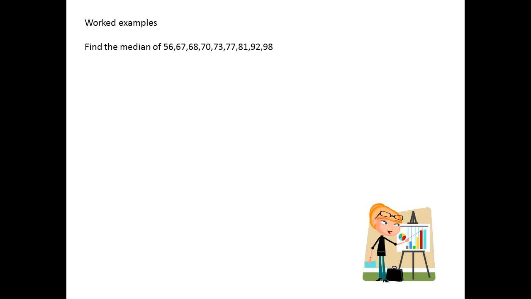Now for a worked example. To find the median of 56, 67, 68, 70, 73, 77, 81, 92 and 98. There are 9 numbers, so since the set is an odd number of members, there will be a middle number. This is the 5th number, which has a value of 73. The median is 73.